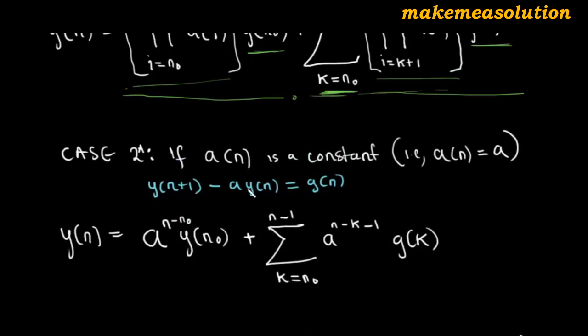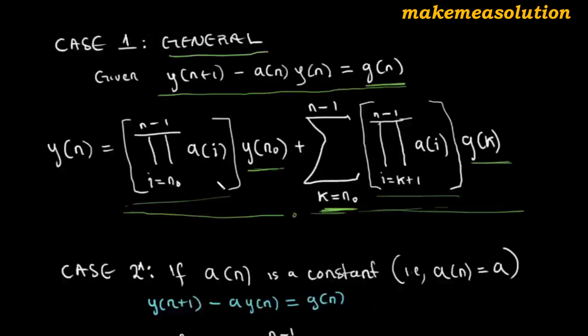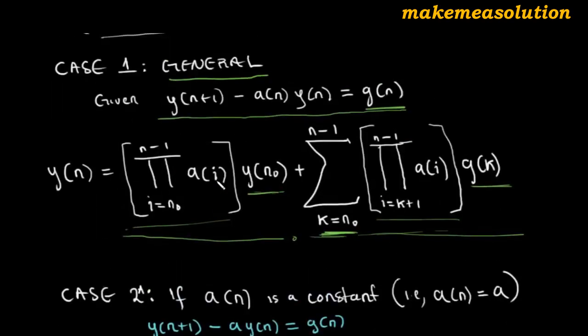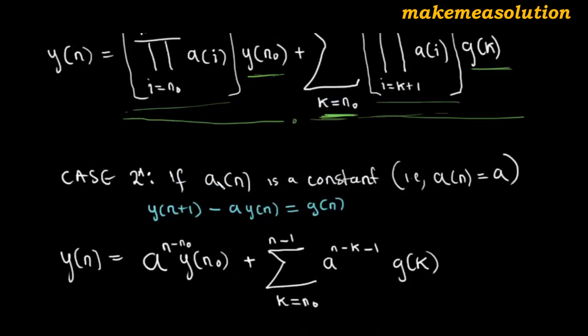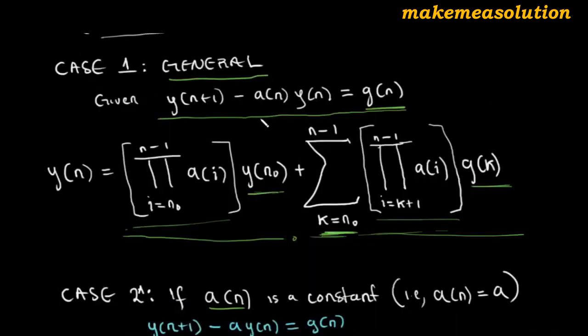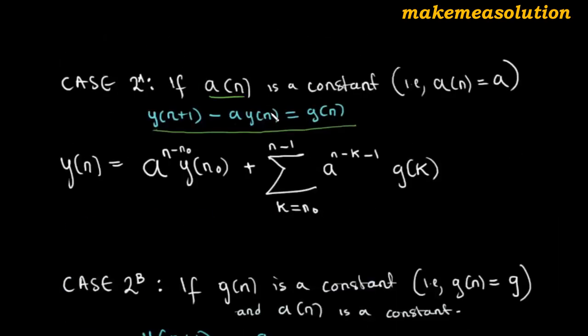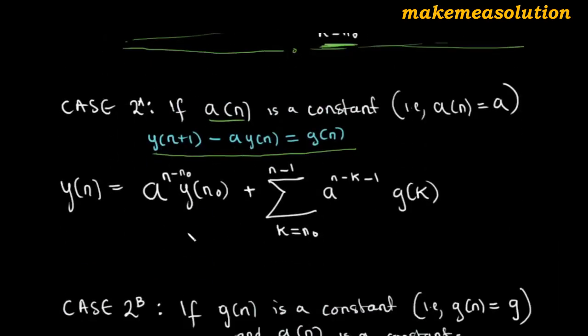Now, the second case that you need to consider is, from this general solution for the first order non-homogeneous difference equation, what if this a of n is a constant? If a of n is a constant, then this is how you normally see the question. This question will be y of n plus 1 minus a y of n equal to g of n. This is contrary to the general representation where you will have a of n instead of a. So if you're given a to be a constant, then this is going to be a reduced form. You understand? This is the formula that you use to determine the value of your general solution, y of n.